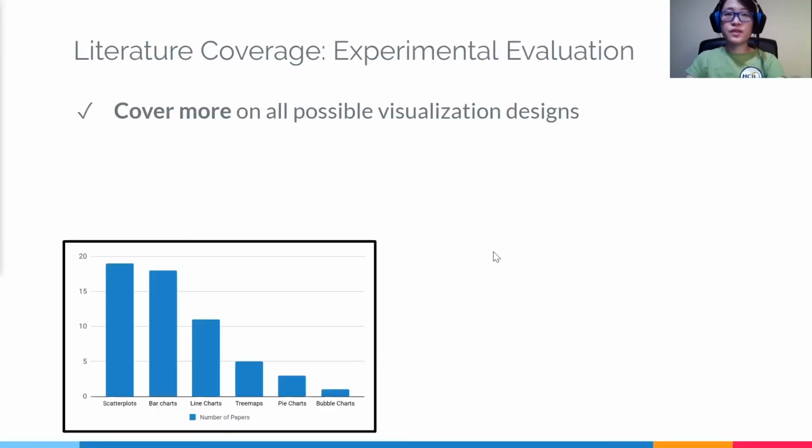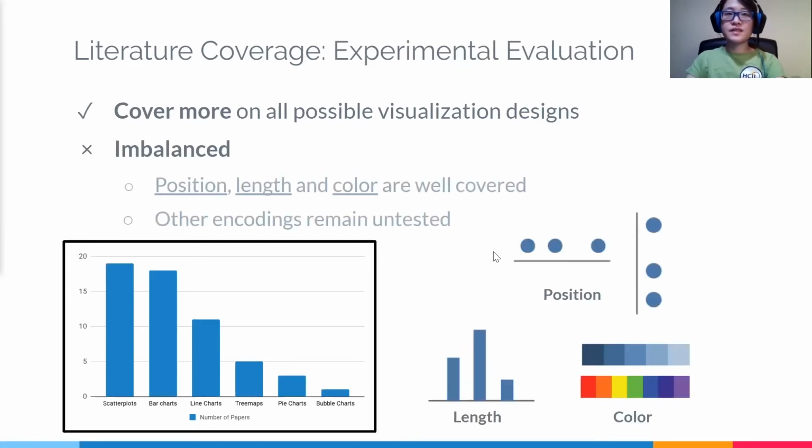So compared to theory work, experiment papers cover more visualization designs. However, we find that the experimental literature appears to be imbalanced in assessing different visual encodings. Only a few visual encodings are well studied, like position, length, and color, but the majority of encodings still remain untested.